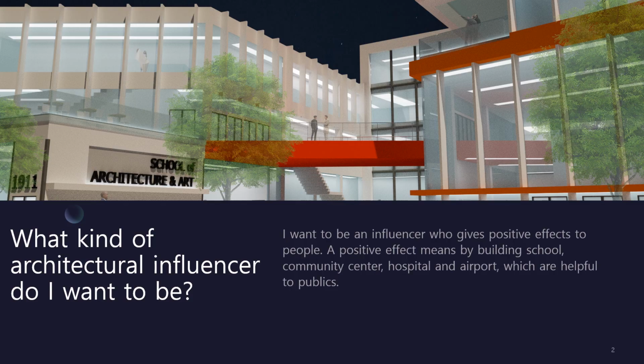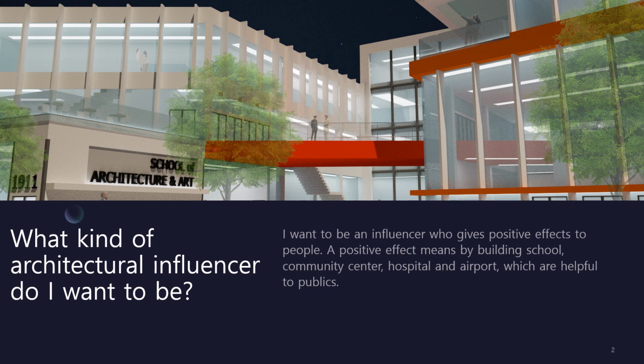So what kind of architectural influencer do I want to be? I want to be an influencer who gives a positive effect to people. A positive effect means building a school, community center, hospital, and airport, which are helpful to the public.